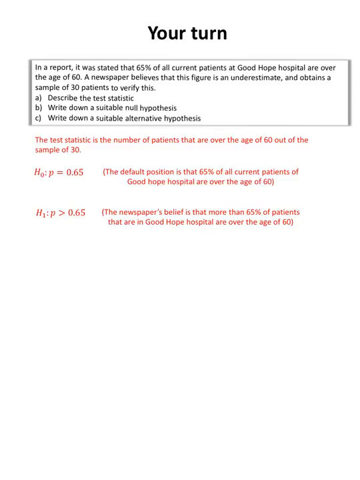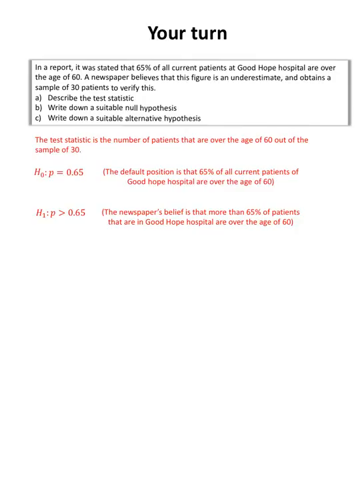Here we have another example. In a report, it was stated that 65% of all current patients at Good Hope Hospital are over the age of 60. A newspaper believes that this figure is an underestimate and obtains a sample of 30 patients to verify this. First question, which you do normally get asked in an exam, is to describe what the test statistic is. So our test statistic here is the number of patients that are over the age of 60 out of a sample of 30.